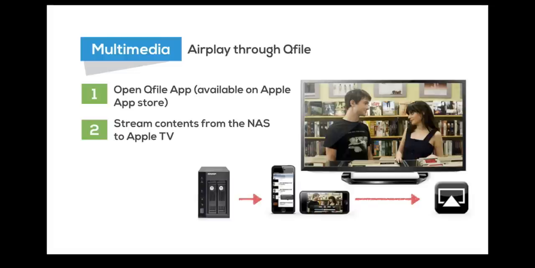From the Qfile app, which we have covered, you can open your file and select it to be pushed onto Apple TV. You have to make sure that your mobile devices are on the same network as your Apple TV and your NAS. So it's very convenient if you have Apple TV at home. You can stream, directly push. You don't need a computer. You can just push your media from your phone, the Qfile app, onto the TV.